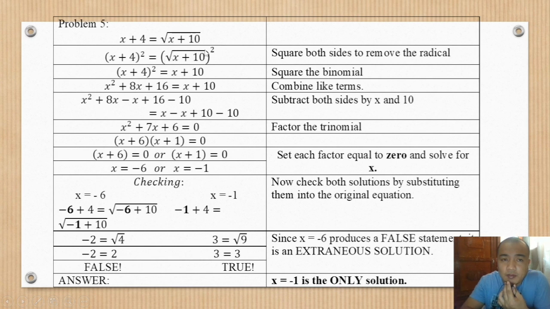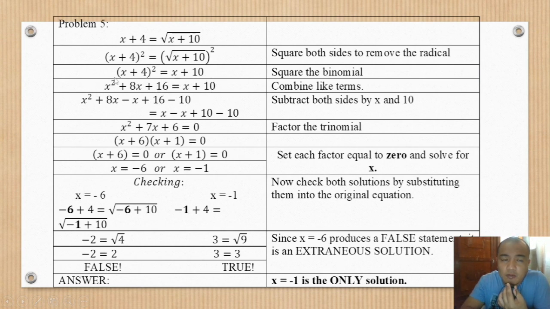So √(x + 10) squared is x + 10, by the rule that the nth root of a raised to n equals a. Then let us square the binomial (x + 4)². From our review, how do we square a binomial? First, square the first term, x², plus twice the product of the two terms, 2 times 4 times x, 8x, plus square the last term, 4 times 4 is 16, equals x + 10.